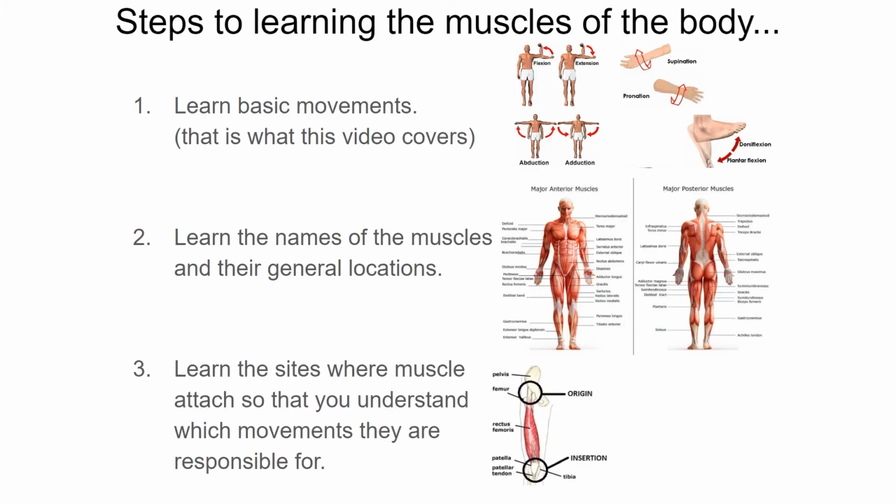Learning muscle, in my opinion, is a three-step process. The first two steps are learning what movements our bodies can produce and the names of the muscles and their locations. The last step is to understand where a muscle attaches. When you combine all of this information, you get a comprehensive picture of the function of each muscle and the movements it produces. To go over all of these basic movements, I'm going to be using the Complete Anatomy app.